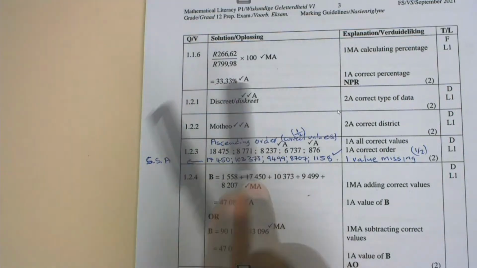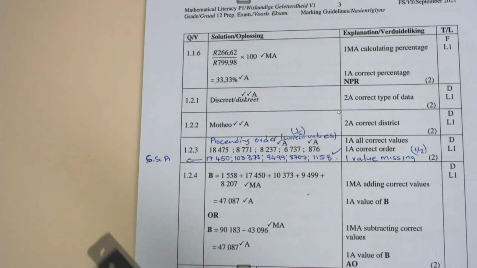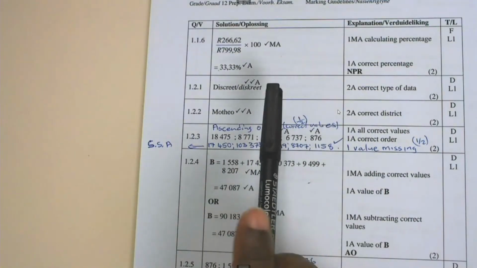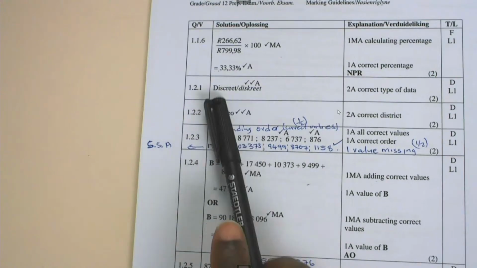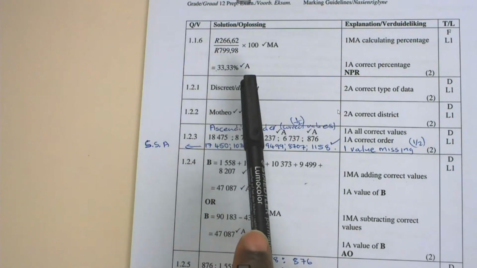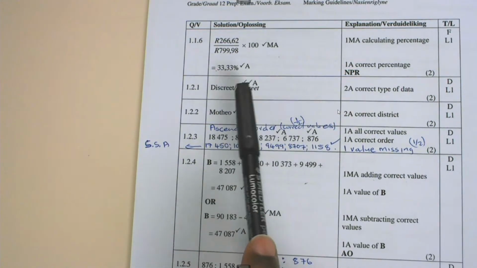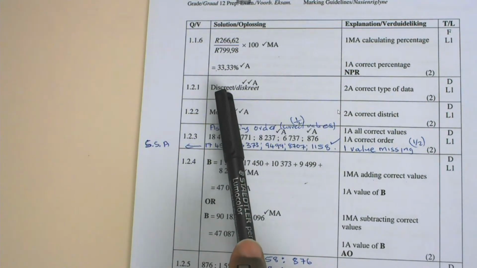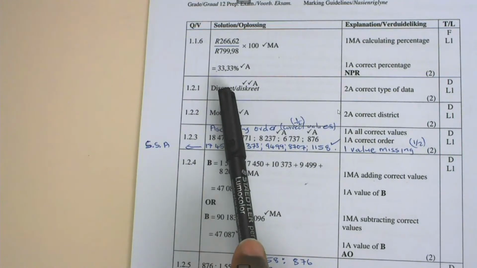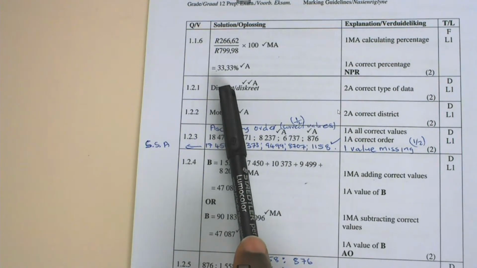So if the learner writes 266.62 and then divides that by 799.98, and multiplies that by 100, the learner will get 33.33%. We're expressing the monthly payment as a percentage of the outstanding commitment value.